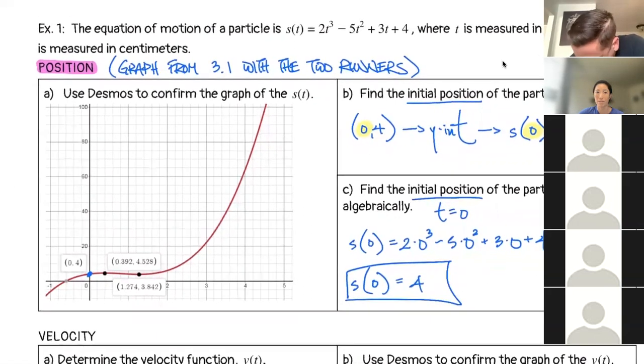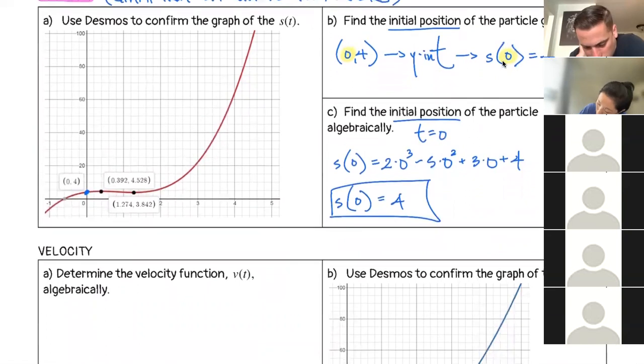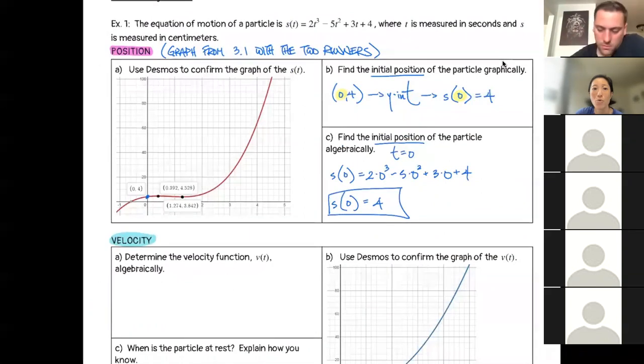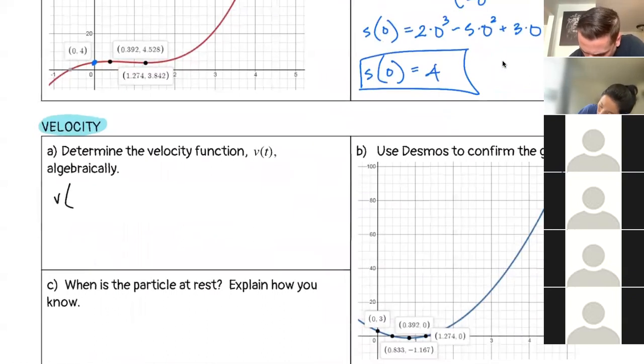But from position, and you folks actually sort of started to catch on to this, from position, we can actually get velocity. Okay, so this is one of the cool applications of calculus, is we can use a position function and get the velocity function. And it turns out that when you're looking for the velocity function, velocity is nothing more than the first derivative of position.